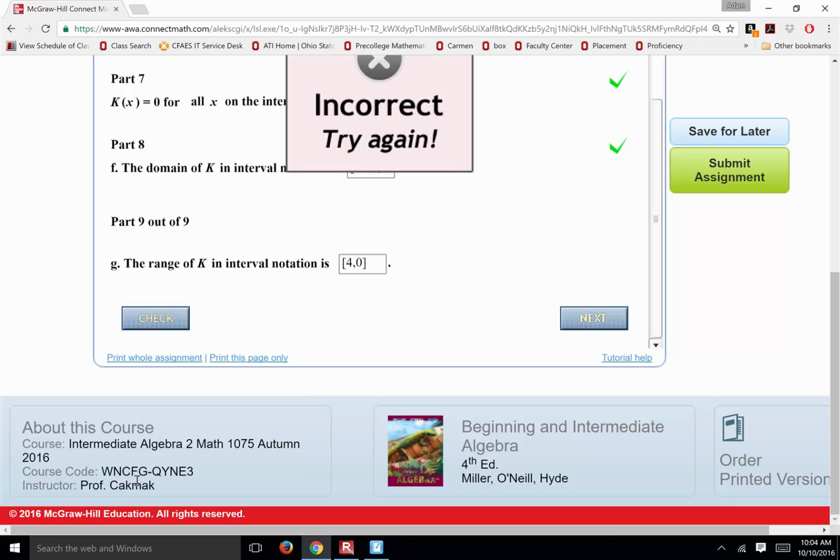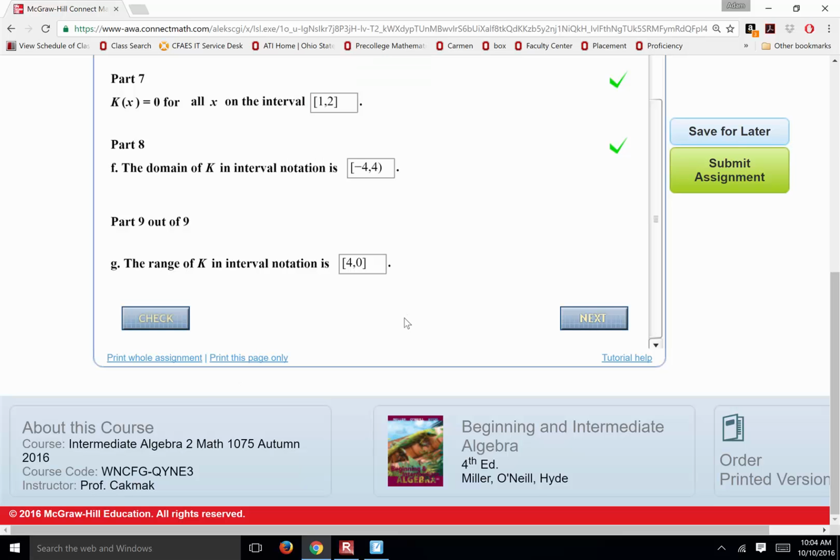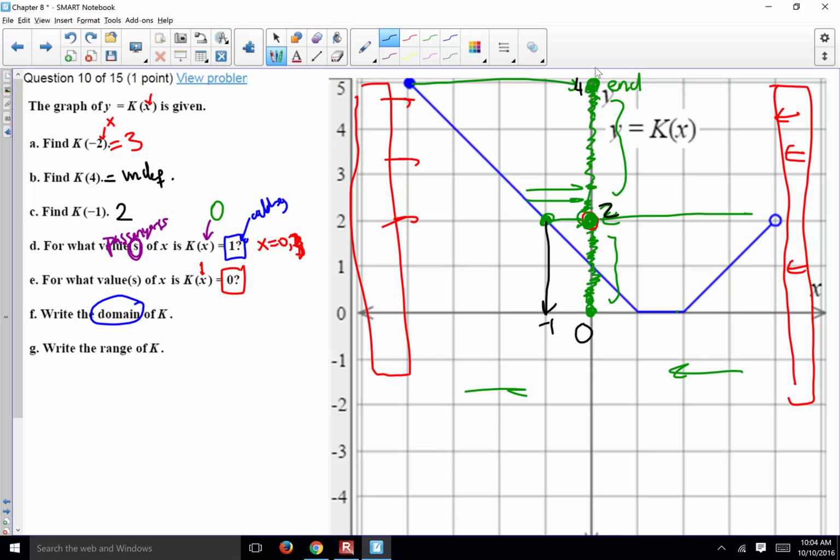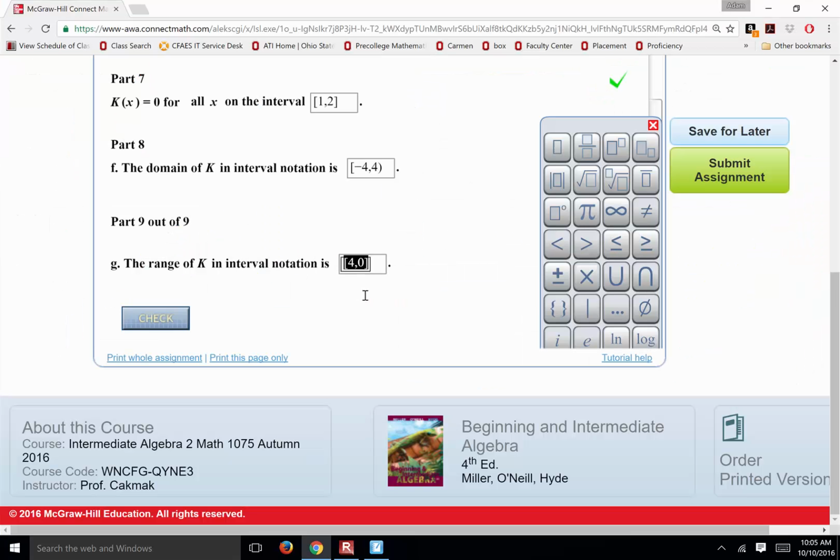Wrong. Why? Yeah, we need to always read any kind of image on the y-axis from bottom to top. 0 first, top 4 is next. Small number first always. Could be a parenthesis as well next to a 0.